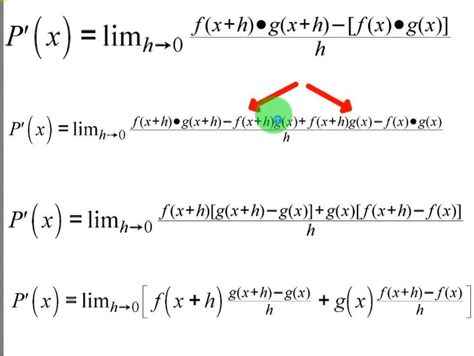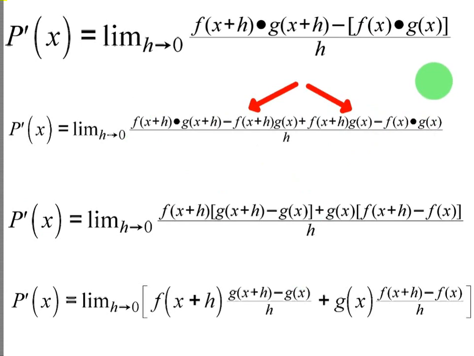So the first thing we're going to do is pull an f of x plus h out of both of these terms, since they both have an f of x plus h. When we pull this f of x plus h out, we're left with g of x plus h minus g of x. So I said regrouping. What we're really doing is we're kind of factoring. So we're pulling the GCF of these two terms out. Both of these terms have a g of x, so we're going to pull this g of x out.